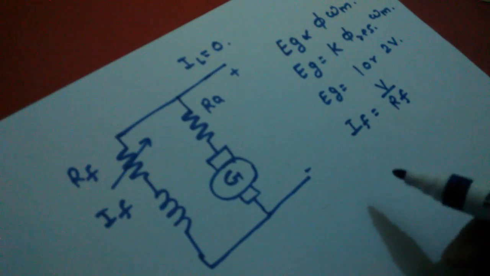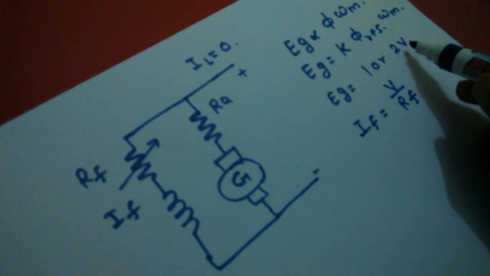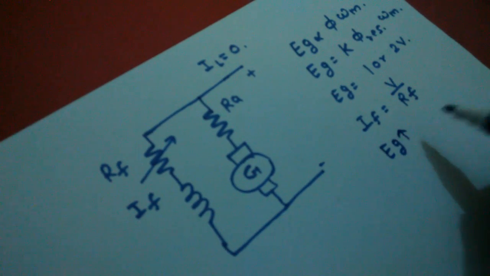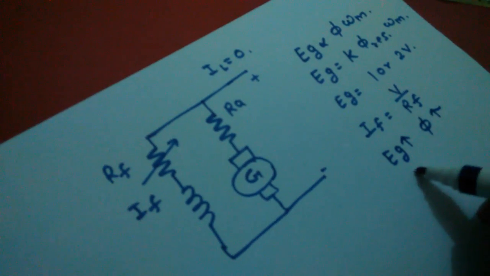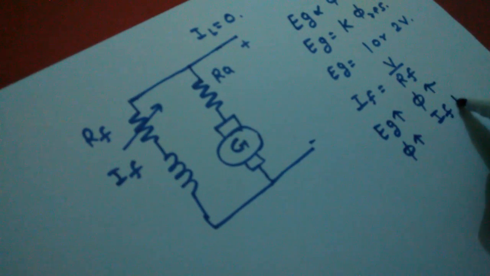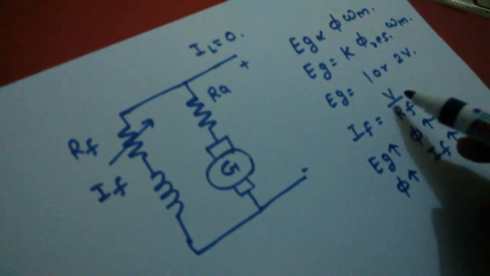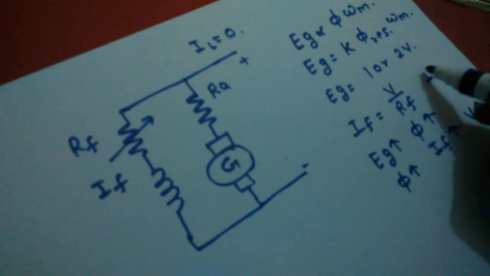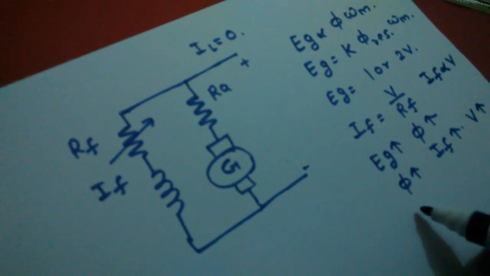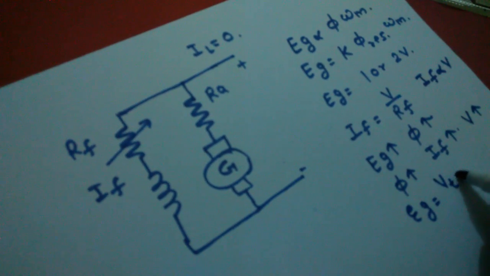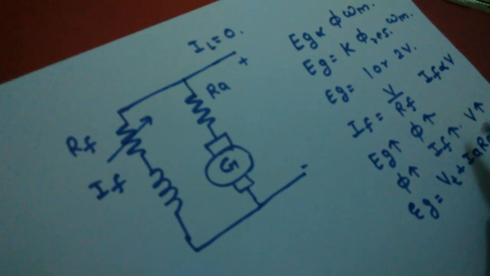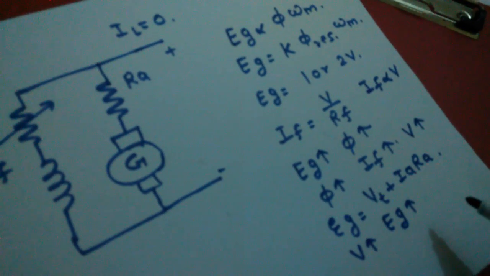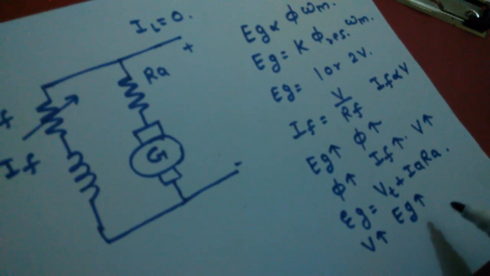Now we can understand that when we give a small voltage of 1 or 2 volts, then Eg is increased. As Eg is increased, phi is also increased. As phi is increased, IF will be increased, and because IF is increased, the terminal voltage is also increased. From this relation we can say IF is proportional to V, and also we know Eg is equal to Vt plus Ia Ra. So as V is increased, Eg is further increased. That is a cumulative process of voltage buildup in a DC shunt generator.